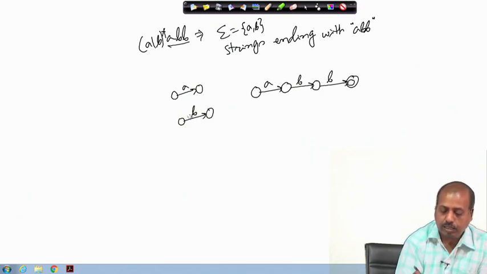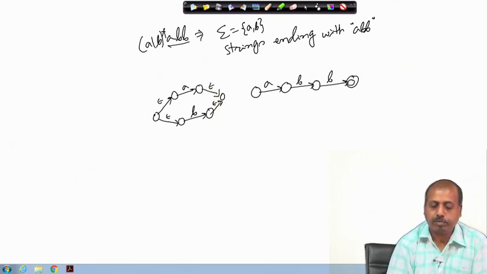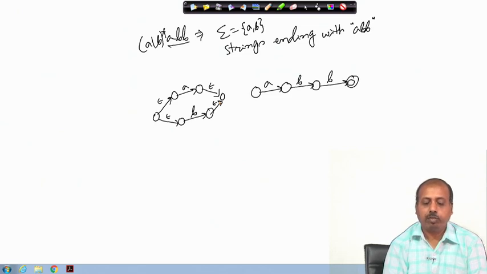So, this is A B, now OR of them. So, for that I have to have epsilon transitions added. So, I have added epsilon transitions. So, this is A or B. Now, I have to make A or B star.